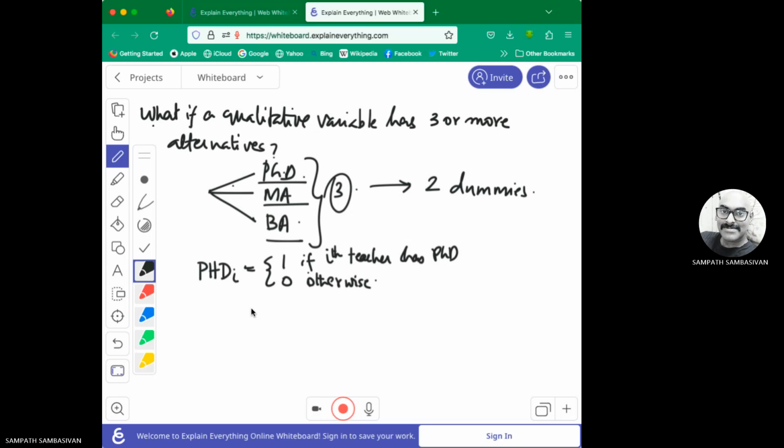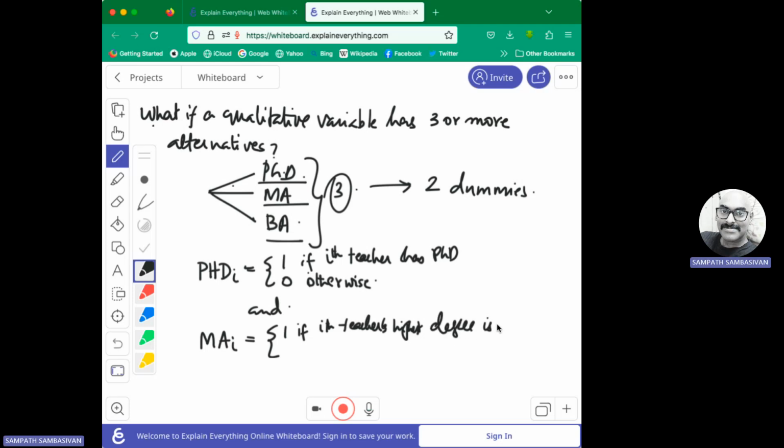And the second dummy variable would be MA_i, where it is defined as 1 if the ith teacher's highest degree is an MA, and 0 otherwise.